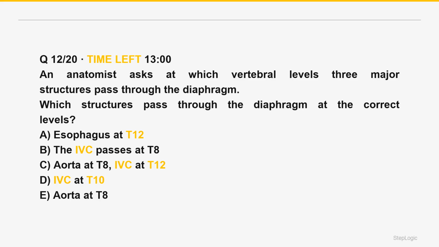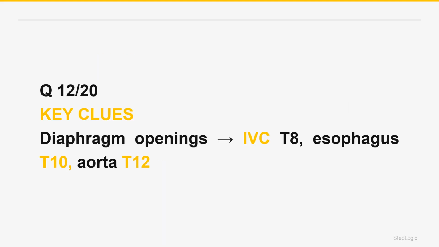Which structures pass through the diaphragm at the correct levels? An anatomist asks at which vertebral levels 3 major structures pass through the diaphragm. Read the command: structures through diaphragm and levels. IVC T8, esophagus T10, aorta T12. The diaphragm has 3 major openings at 3 vertebral levels, and the classic mnemonic is I ate 10 eggs at 12: IVC 8, esophagus 10, aorta 12.